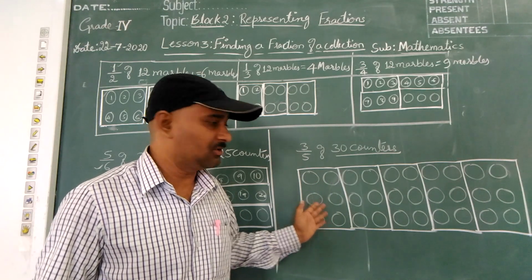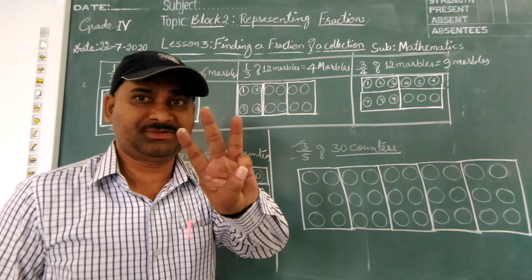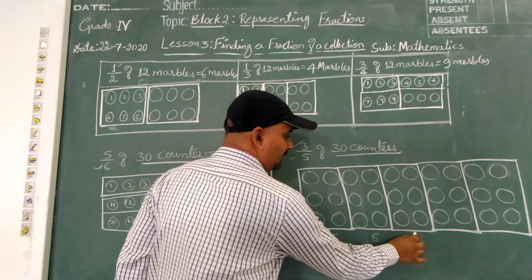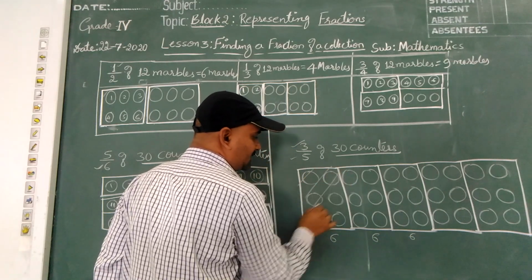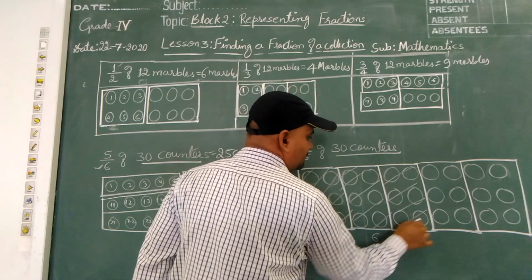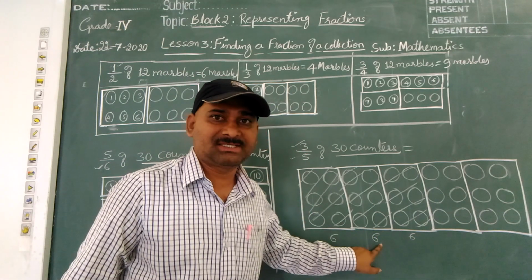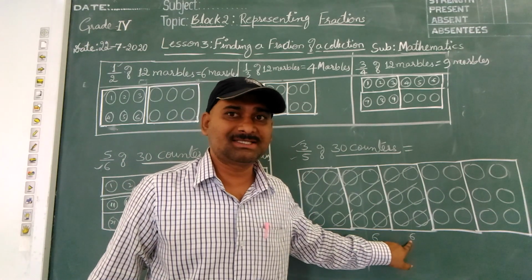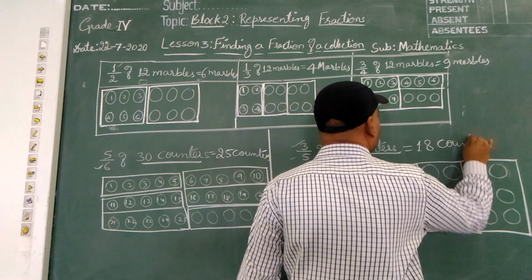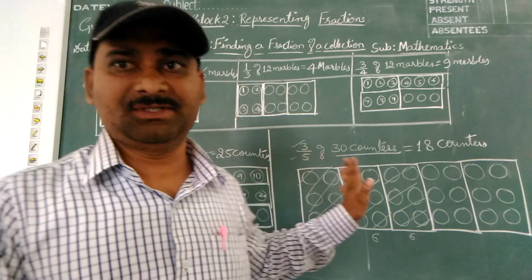So total 5 groups. In these 5 groups, I should select 3 groups. Select 3 groups. Here 6, here 6, here 6. I should select only 3 groups. So if I select 3 groups, total you will get 6 plus 6, 12. 12 plus 6, 18 counters. So 18 counters. So like this, children, I have explained the examples.